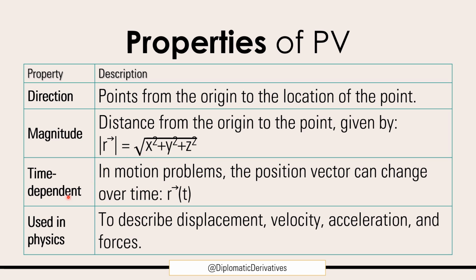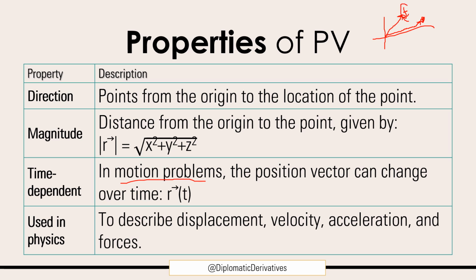Okay, time dependent. In motion problems, the position vector can change over time. So what we're basically saying here is we're talking about motion problems. What do we mean by motion problems? That there is some movement. So if we have x and y coordinates and there is a point here, then after some time t, the point moves from here to here, let's suppose. So in the first case, this is the position vector. When it moved after some time t, this is the position vector, right?